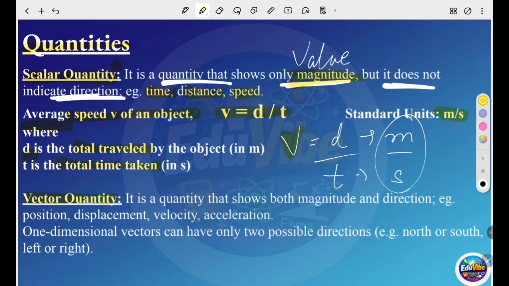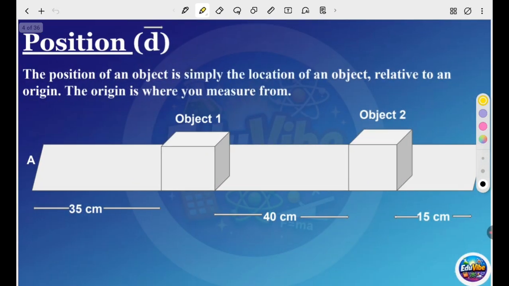The second quantity is the vector quantity, the quantity which shows both magnitude and direction, like a value and the direction in which they travel. In this we have position, displacement, velocity, and acceleration. We will learn these four separately. For today's video, we focus on position and displacement. One-dimensional vectors can have only two possible directions, like north or south, east or west, left or right.